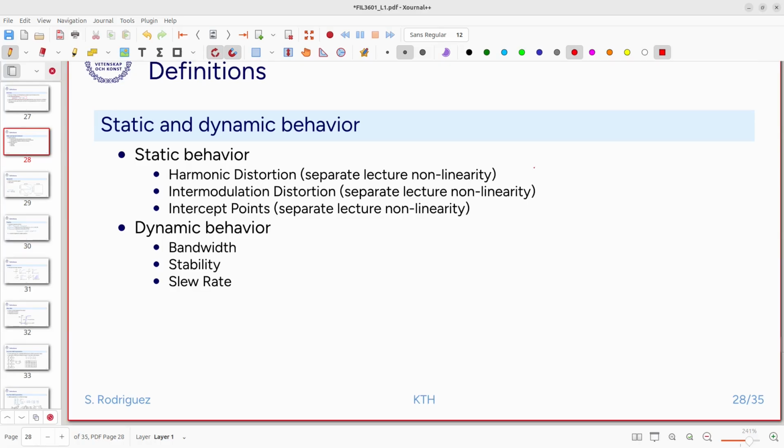So we will see later the static behavior, linearity at low frequencies. The dynamic behavior is when we consider that our capacitors start becoming important at higher frequencies, because they load the different parts of the amplifier, and then they affect the bandwidth, the stability, and the slew rate.